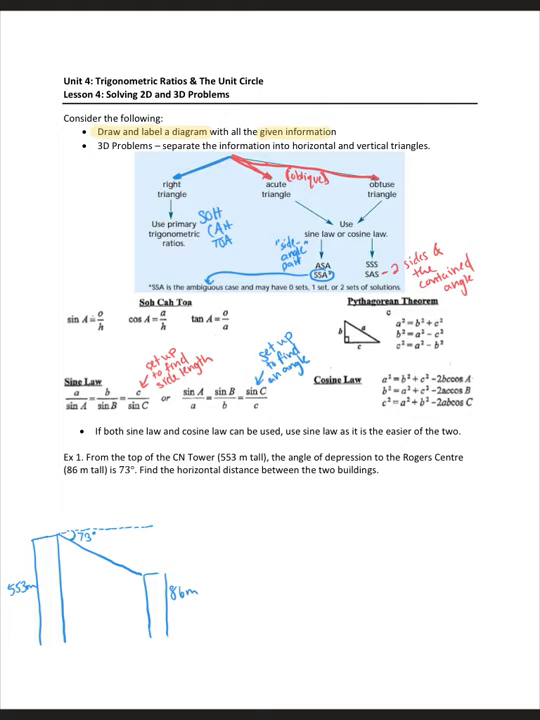All right, so the question is, find the horizontal distance between these 2 buildings. Well, if I want to complete this to make it a triangle, I'm going to find the horizontal distance from the top of that Rogers Centre across to the CN Tower. All right, so we're going to try to find that distance there. We're going to represent it with an x. And we should always identify what our variable represents. So we're going to let x represent the horizontal distance between the buildings.